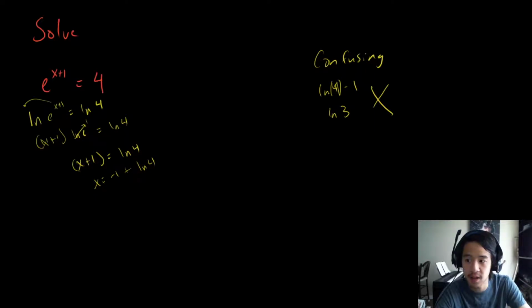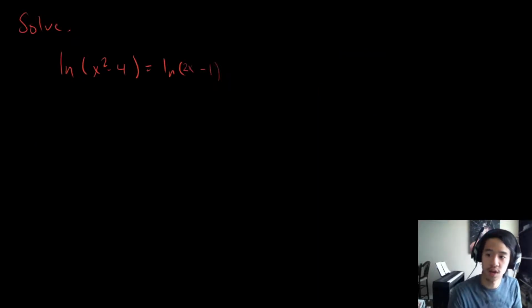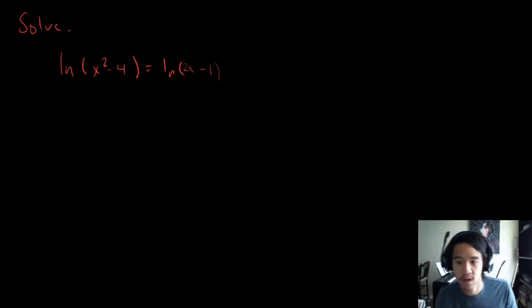All right, so let's go ahead and look at a natural log example. Here's one. We have ln of x squared minus 4 equals ln of 2x minus 1. So we see a log. We are going to exponentiate both sides. So we're going to have e as our base, because remember, this is log base e. You raise it to the power of the base.